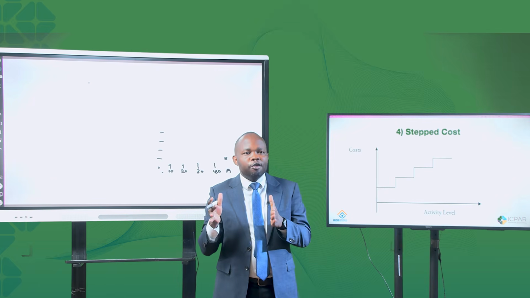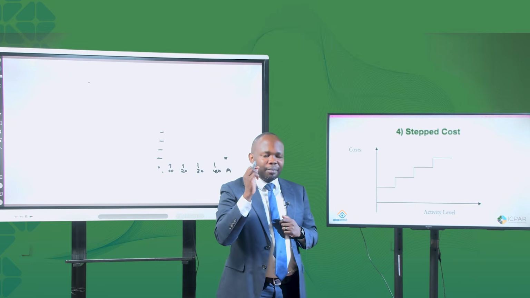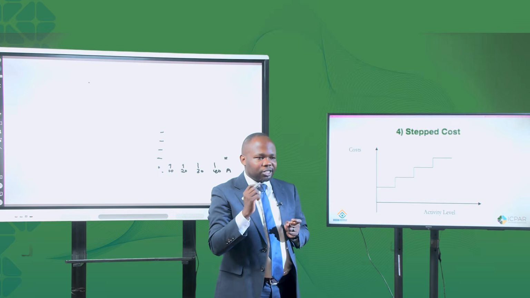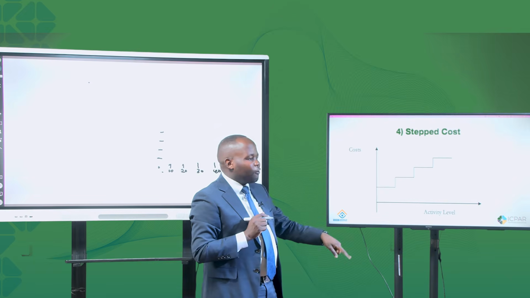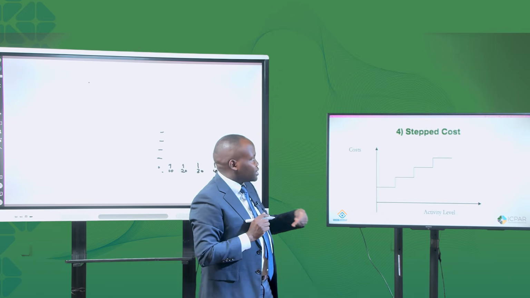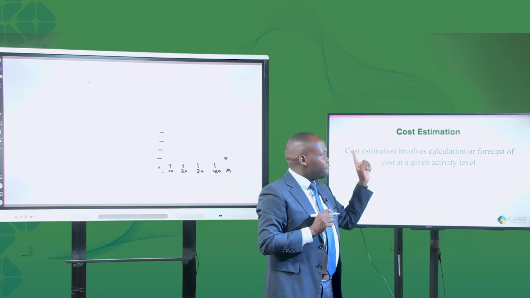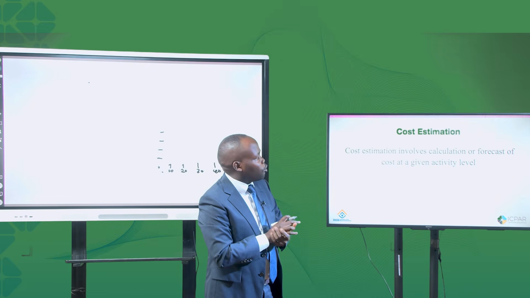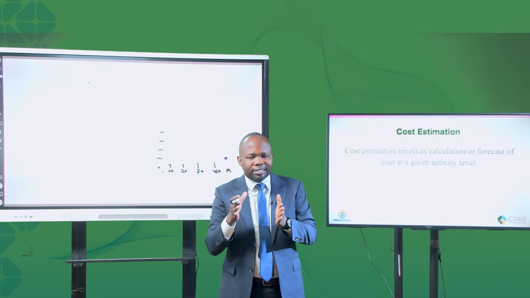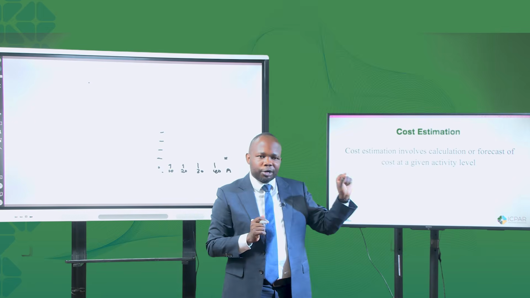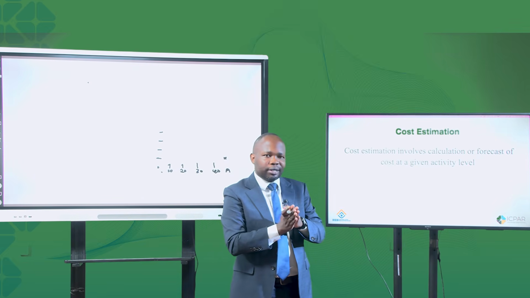What is the purpose of knowing all these types of costs? These costs enable us to estimate the total cost an organization will spend in order to make a product or offer a service. That therefore leads us to what is called cost estimation. What is cost estimation? Cost estimation involves calculation or forecast of costs at a given level. So you'll be told that if you produce 10 chairs, what is the cost of production of 10 chairs? If you produce 20 chairs, what is the cost of production of 20 chairs?